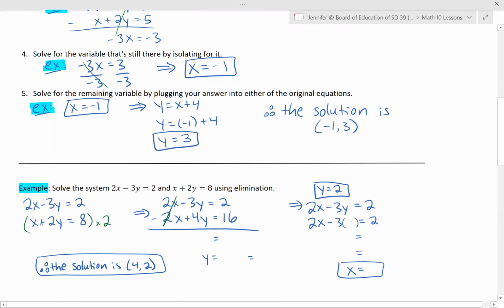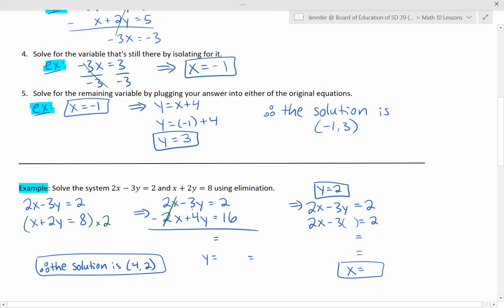Looking at this, it's quite easy to make the x terms be identical if we just multiply the second equation, multiply everything by 2. So that's what I've done here. The first equation stays the same, and then the second equation, everything was doubled. Now that the x terms are identical, we subtract these two equations from each other.